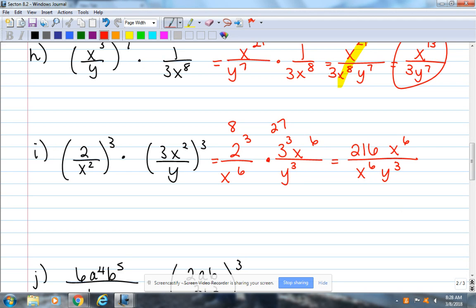They completely cancel out because anything divided by itself equals what? 1, right? So the x's cancel out. And so my final answer is just 216 over y to the 3rd. So if you had the same base with the same exponent on top and bottom of each other, then they just cancel out. Because dividing anything by itself equals 1.